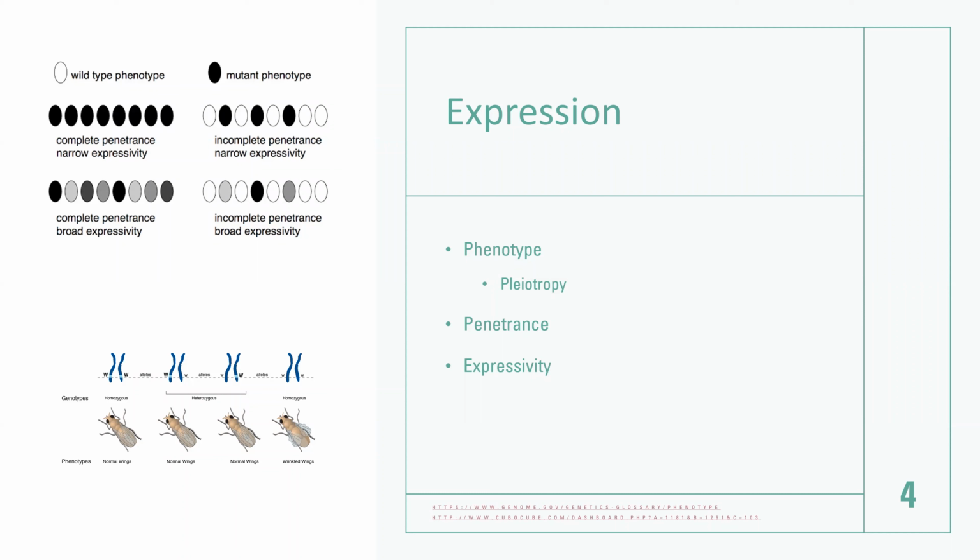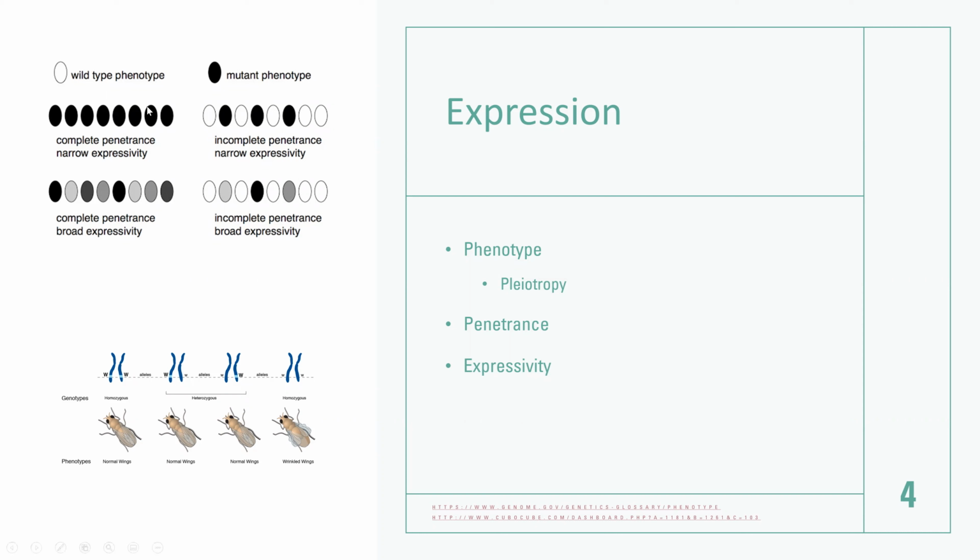There's also expressivity, which measures how strongly that gene is expressed. So, for example, let's take people with red hair. Now, obviously, you'll have seen people with varying shades of red, right? And that's an example of expressivity. Even if they have the same gene that codes for red hair, the amount to which each of them expresses it is different on an individual basis.